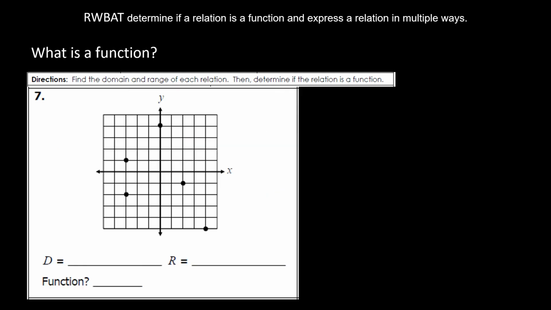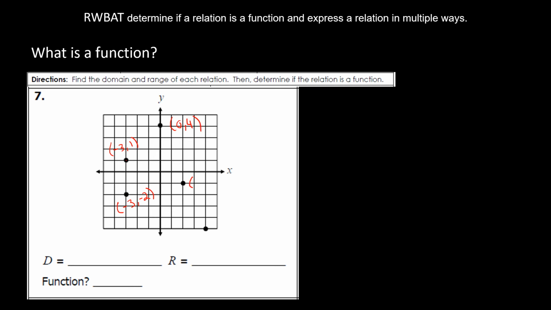So let's look at this here. We have all these points scattered on this graph here. Let's go ahead and label our points. This first point right here is at -3, 1. This point over here would be at -3, -2. This point up here would be at 0, 4.